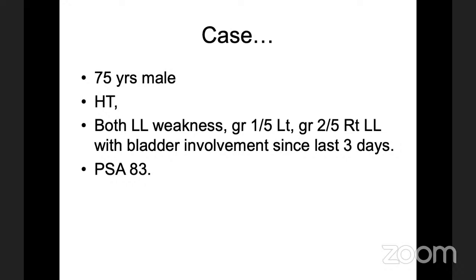75-year-old male, hypertensive, and both lower limb weakness, grade 1/5 in the left leg and grade 2/5 in the right leg, with early onset bladder involvement. Since last night he presented in the casualty, so we got a call from the casualty that so and so patient is coming with this kind of a neurological deficit.